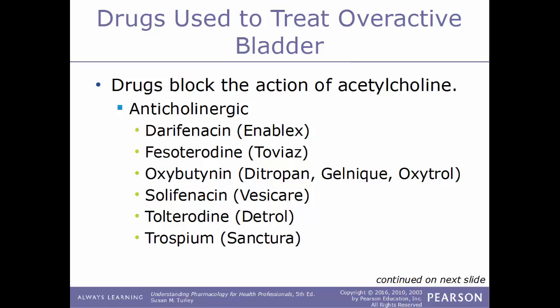The first kind we'll talk about are the anticholinergic drugs. They're called that because they block the action of the neurotransmitter acetylcholine. Some examples of this class would include darifenacin, known by the trade name Enablex, fesoterodine, also known by its trade name Toviaz, oxybutynin, known by its trade names Ditropan, Gelnique, and Oxytrol, solifenacin, known by its trade name Vesicare, tolterodine, known by its trade name Detrol, and trospium, known by its trade name Sanctura.